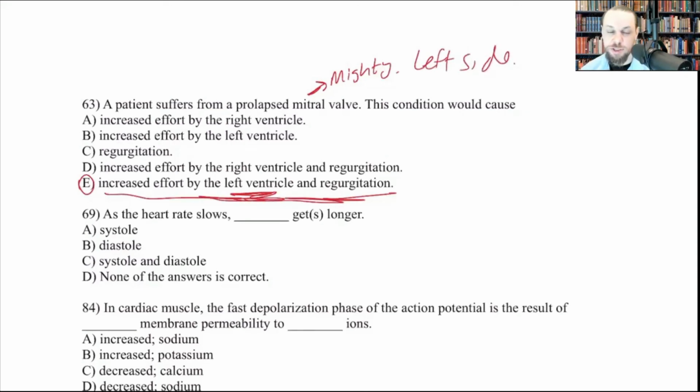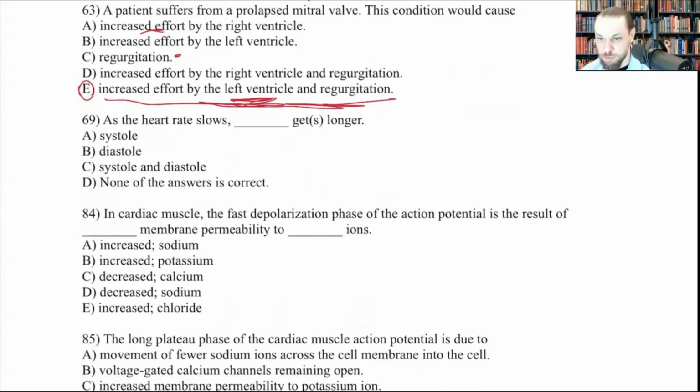So look at your choices. If you see how they have increased effort and here they have regurgitation, if one choice has both of them, think about if it applies. If it applies, employ that choice. Let's do one more and then we'll take a break. Let's go with Syed for number 69.